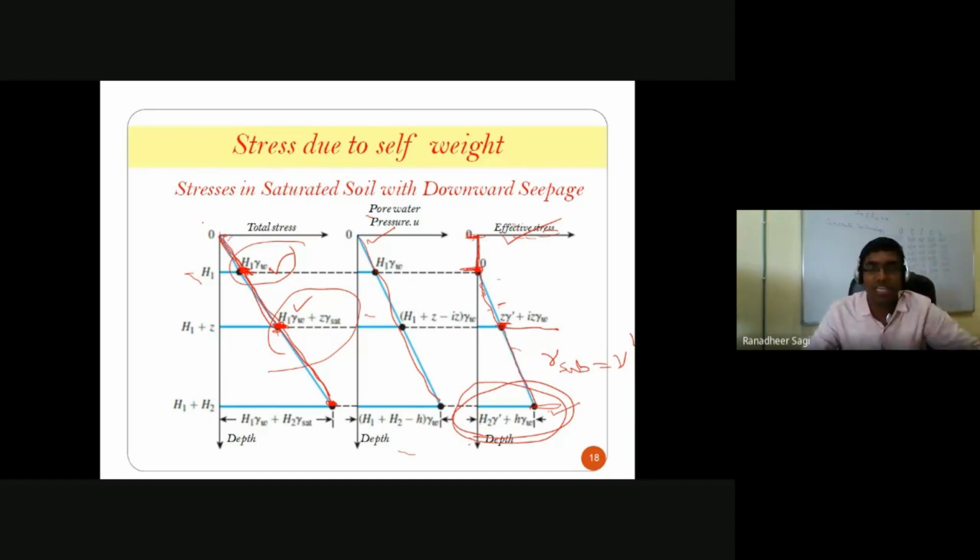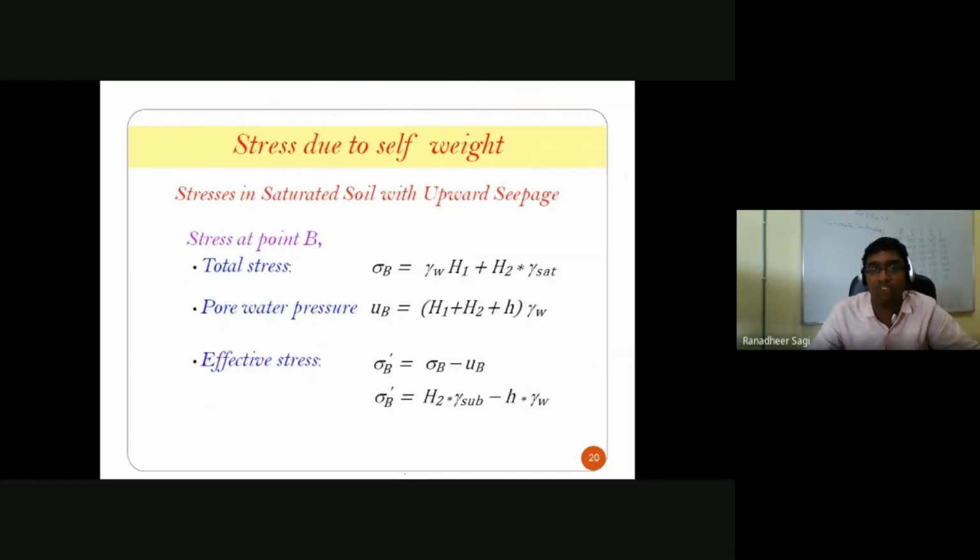Understand that. So in the case of the downward seepage, the effective stress at point B is H2 into submerged unit weight plus small h into gamma W. And when it comes to the case of upward seepage, the effective stress at point B is H2 into submerged unit weight minus small h into gamma W. So what is happening when there is a downward flow and when there is an upward flow with respect to the point B position? This particular point is very critical for us to understand.